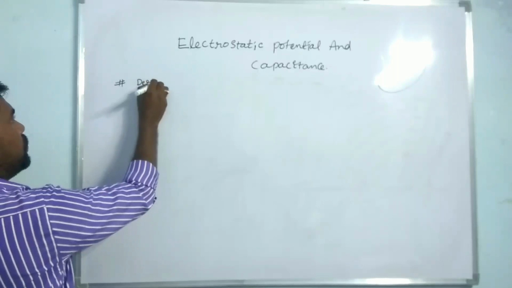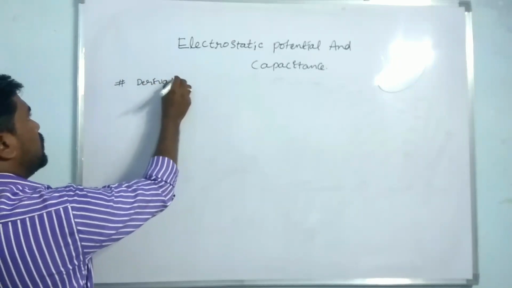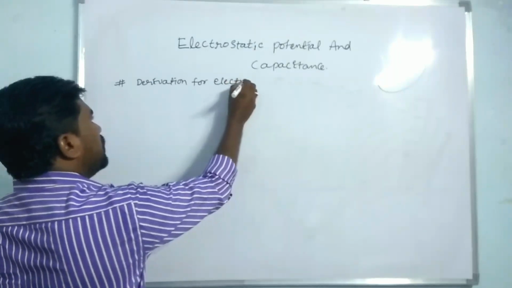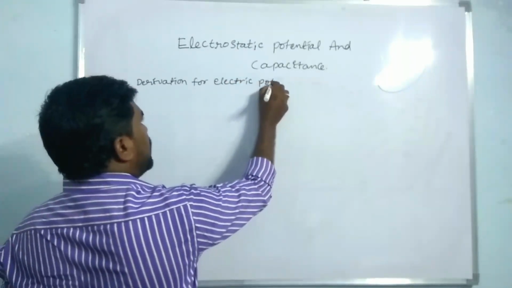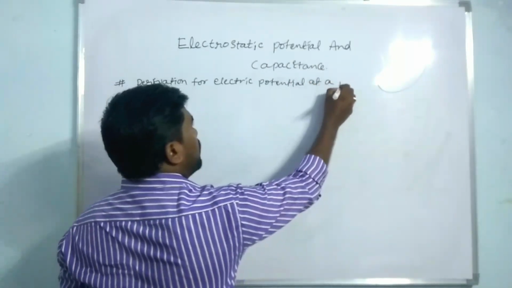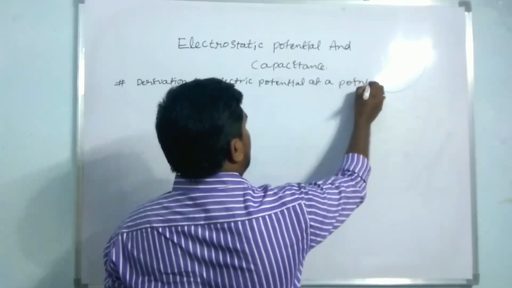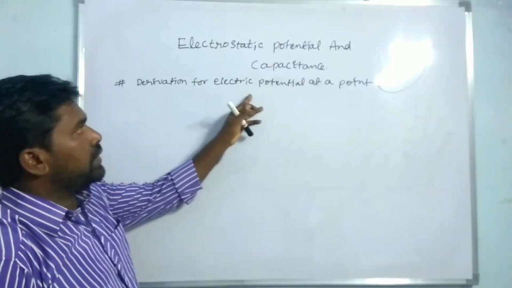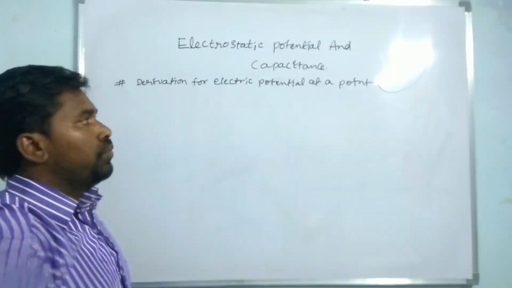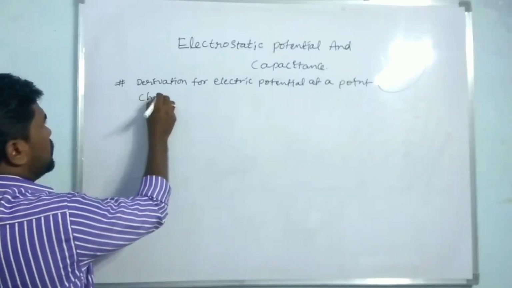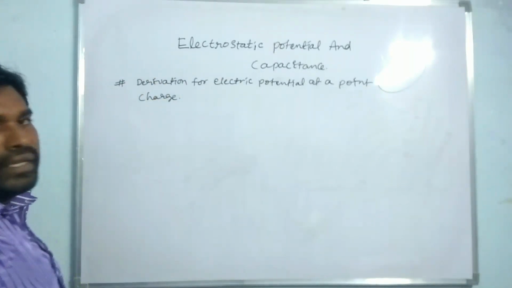Derivation for electric potential at a point charge. Now let us see the derivation for electric potential at a point charge.